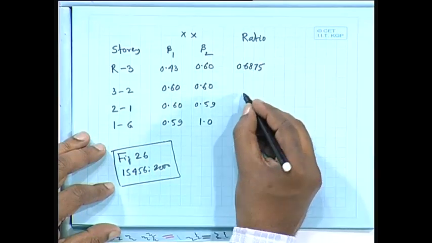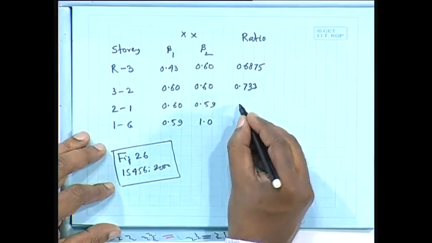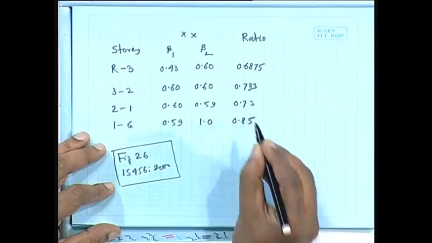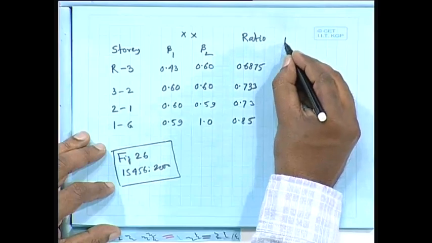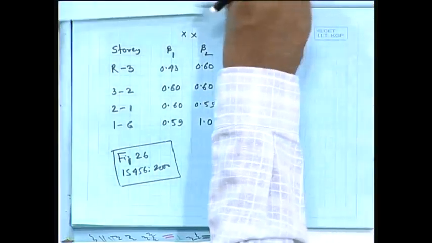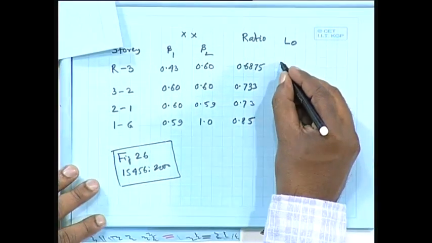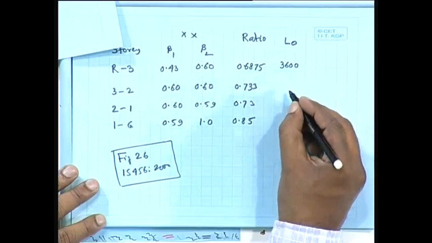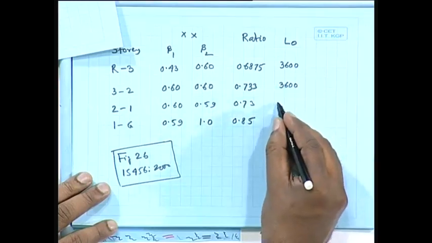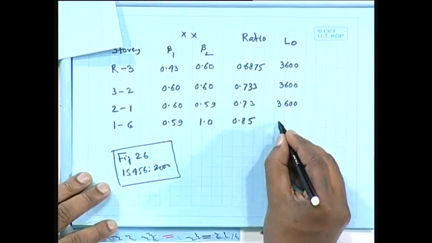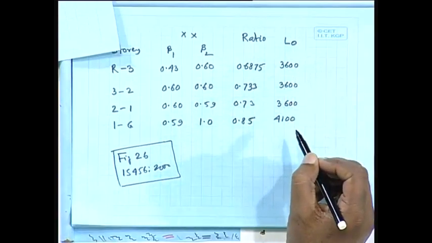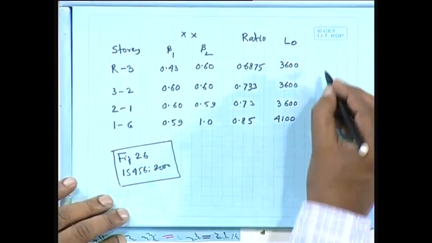say 0.6875, then 0.733, the next one, say 0.73, and this one, say 0.85. So, we have got these values. What about the L0? So, L0 that we have got, let us write down. 3600, this is also 3600, and 4100. So, these are the values we have got here, and now we can find out the effective length.